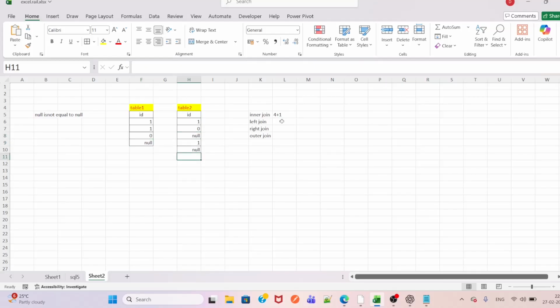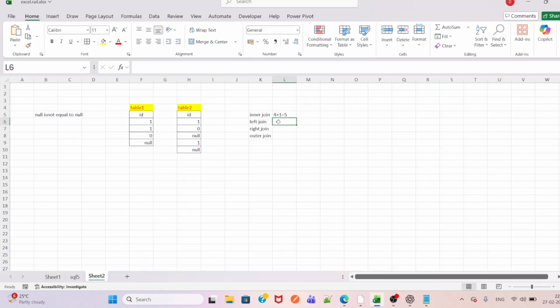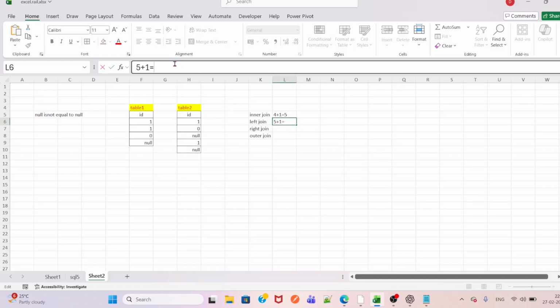Okay, let's go for the left join. How many records will be there? We know the concept of left join: the common part, that is the inner join, which is 4 plus 1 equals 5. The left join is the combination of the inner join plus extra elements which are in the left table. Is there any extra element you can see here? Yes, null is one record which is extra, so we take that count as 1. So 5 plus 1 is equal to 6.